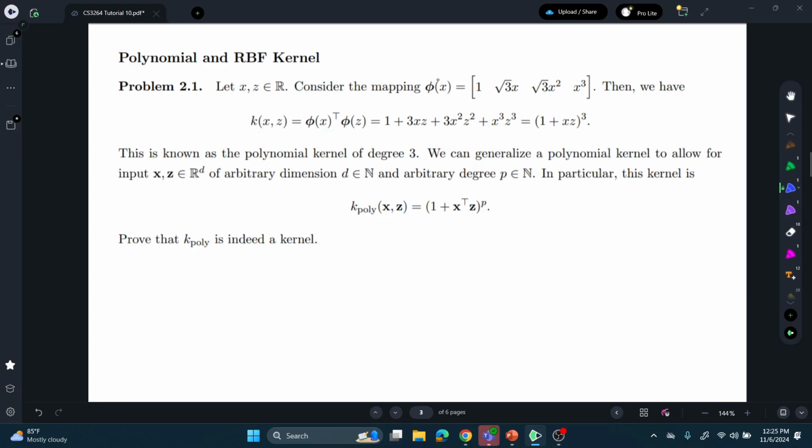We see, for example, this is one of the cases of a mapping. Your phi x is equal to 1, square root of 3x, square root of 3x squared, and x cubed. So the moment that I try to take a dot product of two vectors here, say x and z, then if I multiply them, this will be 1 plus 3xz plus 3x squared z squared plus x cubed z cubed. Which in the end, if you remember the binomial theorem, you can separate them out into saying this is just 1 plus xz raised to 3.